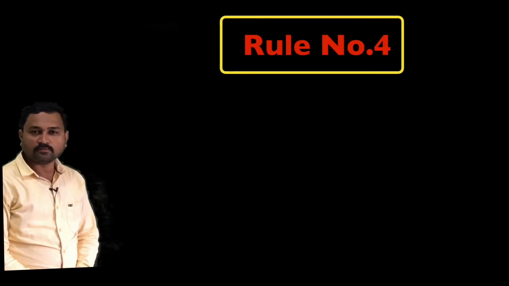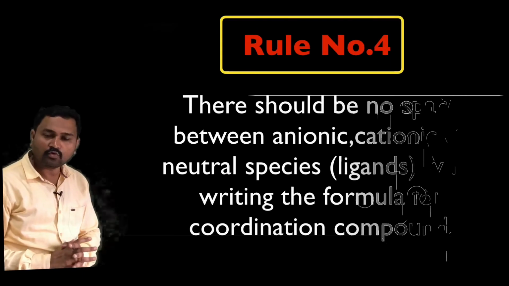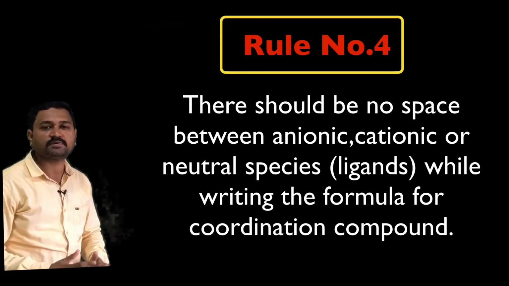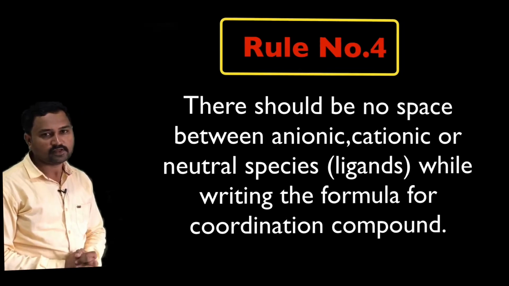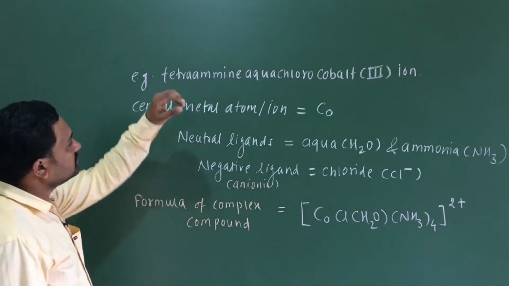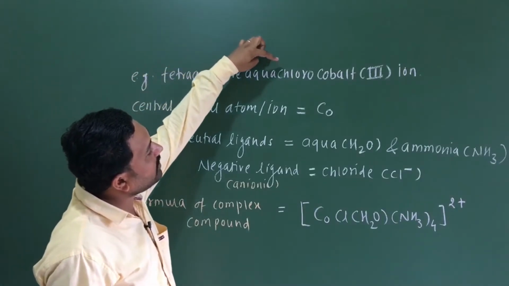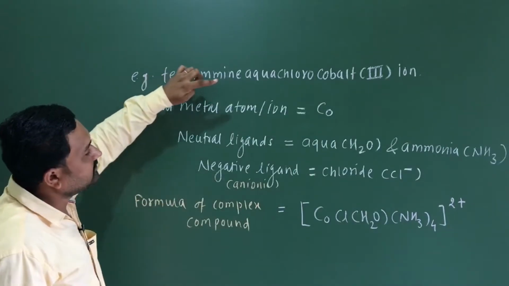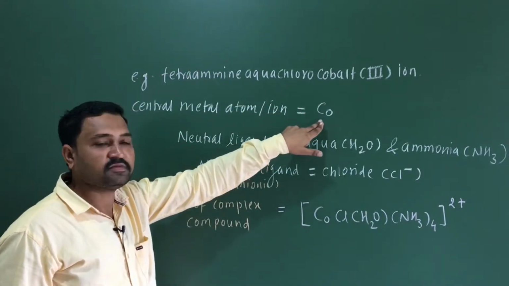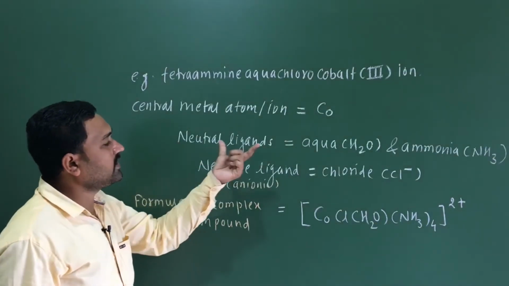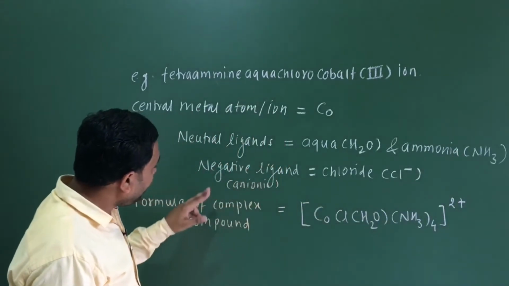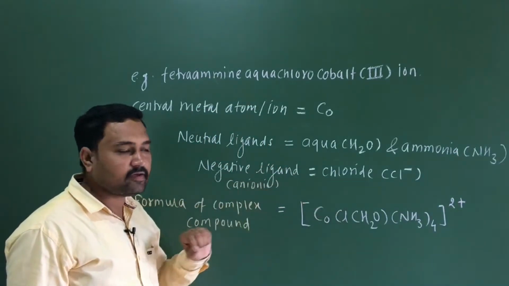Rule number 4. There should be no space between the anionic, cationic or the neutral species while writing the formula. Let us consider an example, that is tetramine, aqua, chloro, cobalt, oxidation +3 ion. So here the central metal atom is cobalt and its atomic symbol is Co. Then the neutral ligands are the aqua, that is water molecule, and ammonia, that is NH3 molecule. And the negative ligand is the chloride ion, that is chlorine.